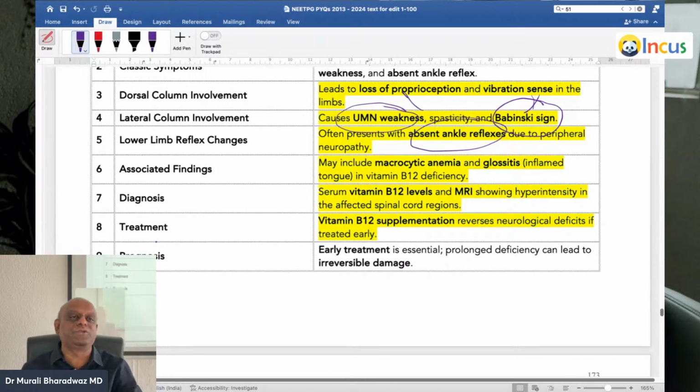Metachromatic granules are found in which organism? Corynebacterium diphtheriae. Elongation factor 2 is inhibited by which toxin? Corynebacterium diphtheriae.